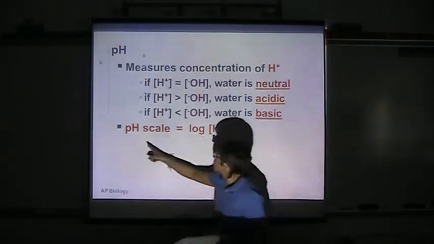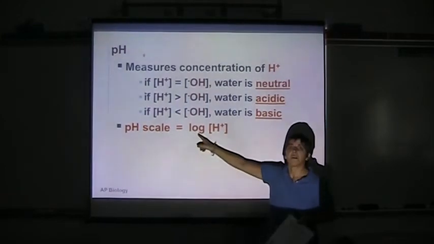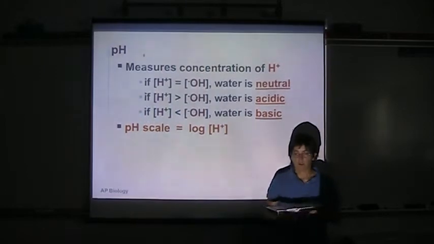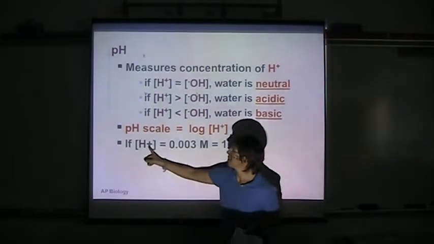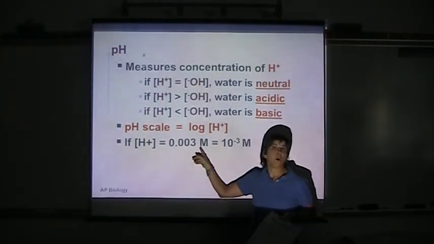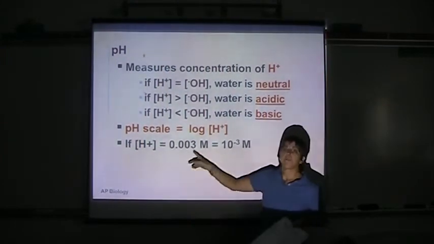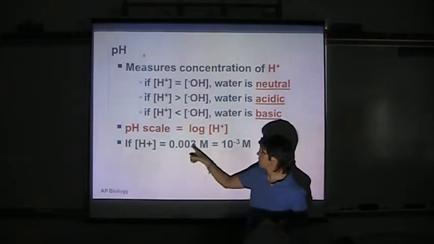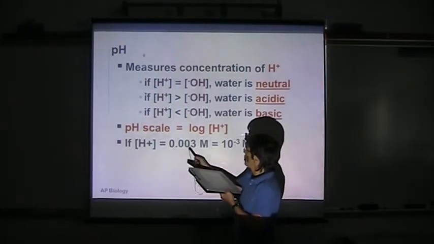pH, that P there, is basically the logarithm of the concentration of hydrogen in a solution. Look, so if I have a concentration of hydrogen ions that is 0.003 molar in my solution, stay with me. If I put that in scientific notation, that is 10 to the minus 3. 1, 2, 3, exponential 3. Got it? 1, 2, 3 decimals.